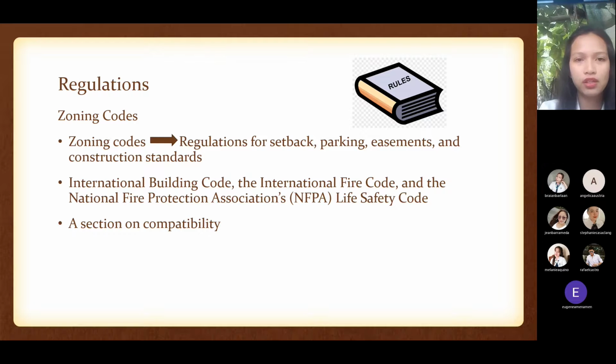Building regulations or the construction standards are standards that apply to all buildings to make sure they are safe for people who are in and around them. The regulations are a series of approved documents covering the technical aspects of construction work. The International Building Code, the International Fire Code, and the National Fire Protection Association's NFPA Life Safety Code.